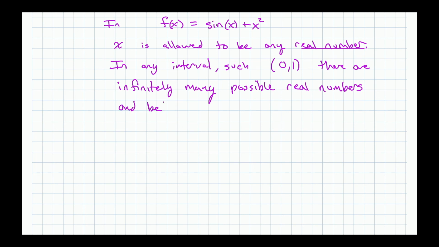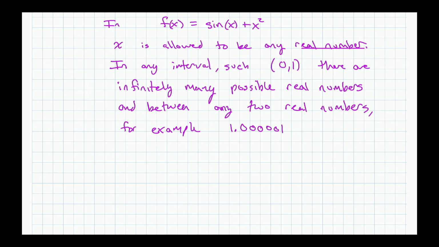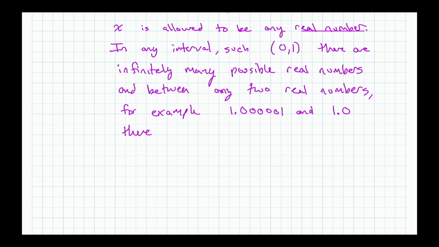And between any two real numbers, no matter how close they are, for example, let's say 1.000001, that's a number, right? And 1, there is a real number between them. That's just a property of the real numbers, that between any two real numbers, there's a third real number.